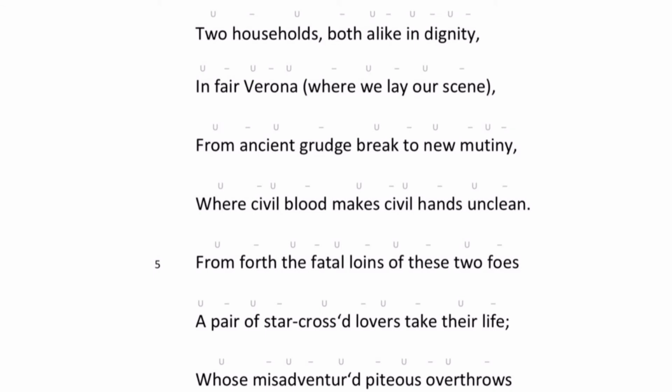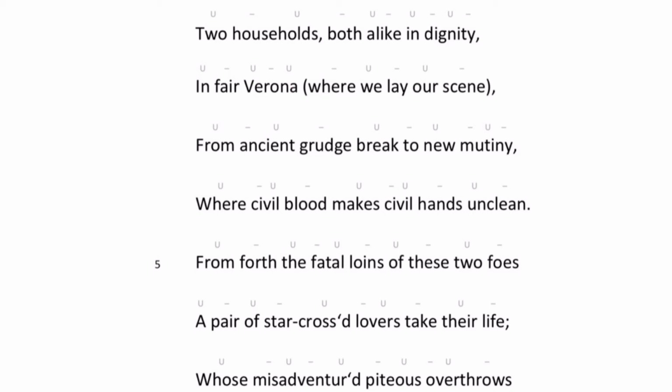How do you do that again? You look at the polysyllabic words, so more than one syllable. For example, households. Households, stressed, unstressed, that fits. Alike fits. Dignity fits.